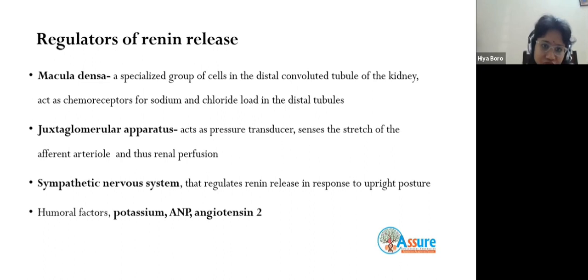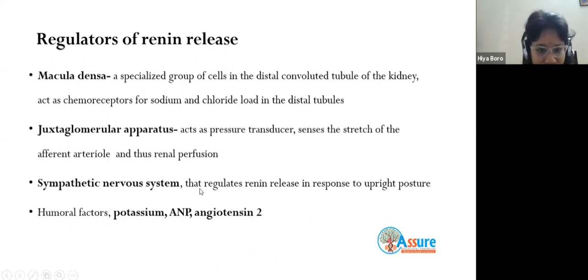Now, what are the regulators of renin release? The regulators of renin release include macula densa. So, this macula densa is a specialized group of cells which is located in the distal convoluted tubule of the kidney. They act as chemoreceptors for sodium and chloride load in the distal renal tubules. Okay. Then also we have the juxtaglomerular apparatus. The juxtaglomerular apparatus acts as a pressure transducer. Then it senses the stretch of the efferent arteriole and renal perfusion.